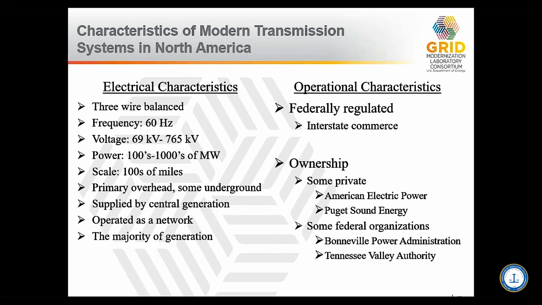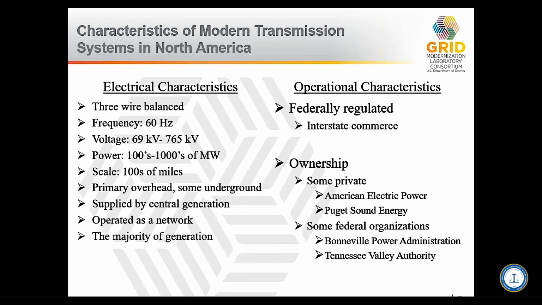The transmission system is primarily supplied by central generation. This is on the order of hundreds and thousands of megawatts. So you start to get in the gigawatt range. Even when you have renewables connected at the transmission level, you're talking about multiple 100 megawatt solar and wind farms.